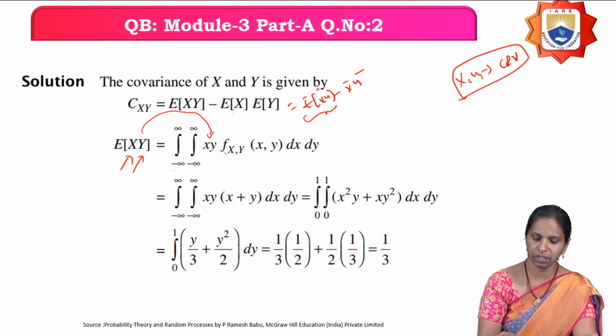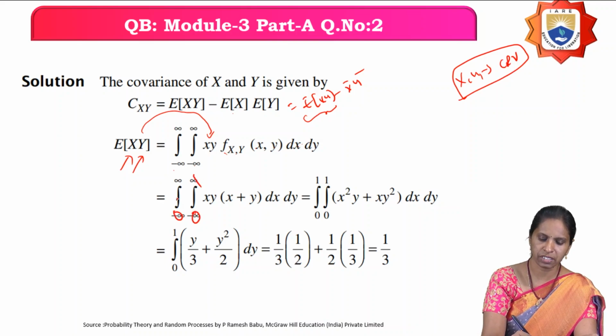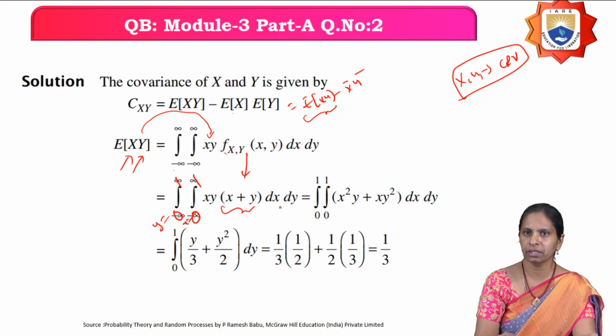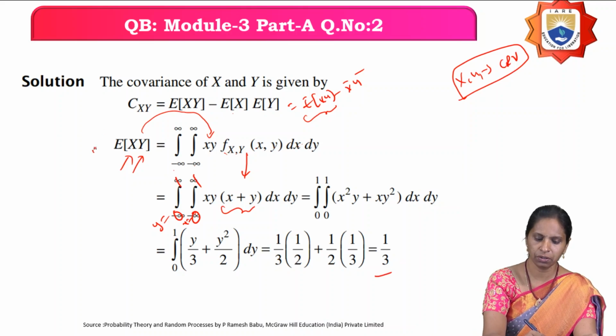And what are they given as the joint density function? The limits are from 0 to 1. What are the x values and y values? y equals 0 to 1 and x is also from 0 to 1. Then what is the joint density function they are given? x plus y, into dx into dy. So if you simplify this, you are going to get the answer 1 by 3. This is nothing but the expectation of xy.